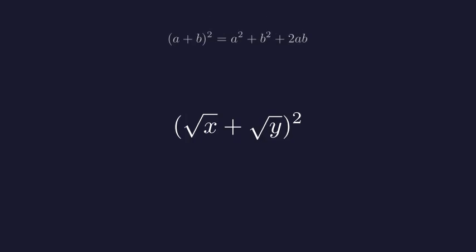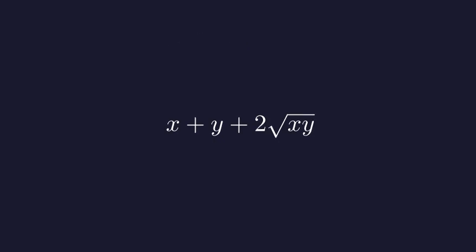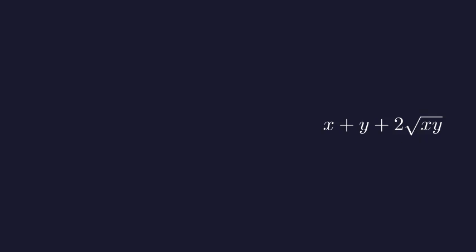Recall the formula for a plus b all squared. It equals a squared plus b squared plus 2 times a times b. Applying this logic here, the square root of x squared becomes just x, and the square root of y squared becomes just y. The middle term becomes 2 times the square root of x times y. Now, bring the original expression back into view. Since we squared it, the outer root disappears, leaving us with 5 plus 2 times the square root of 6.